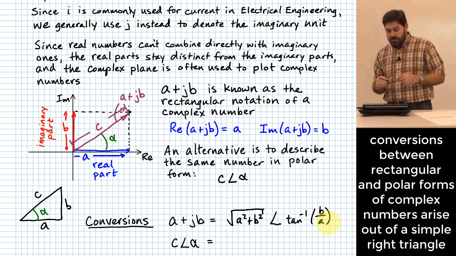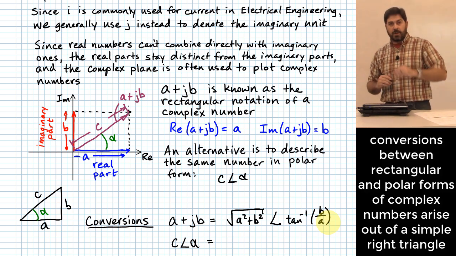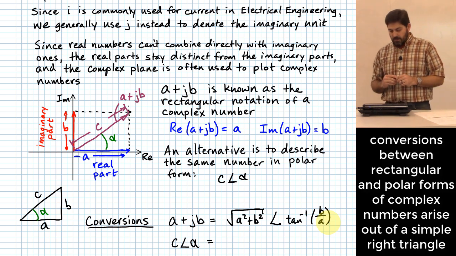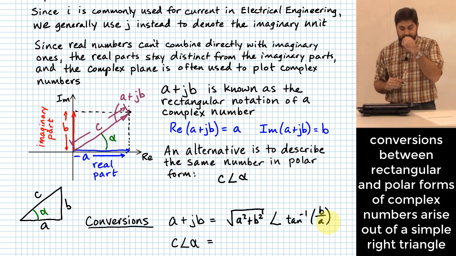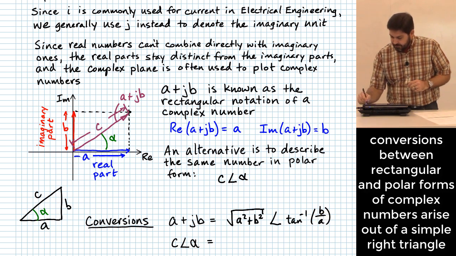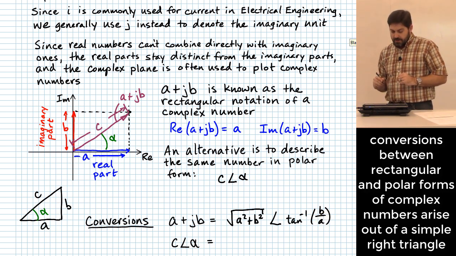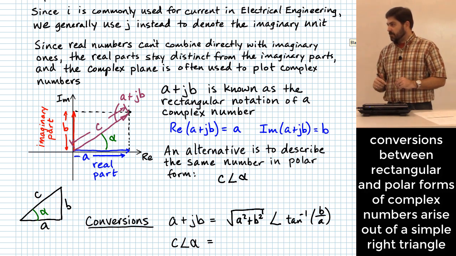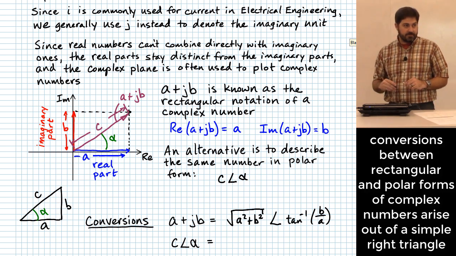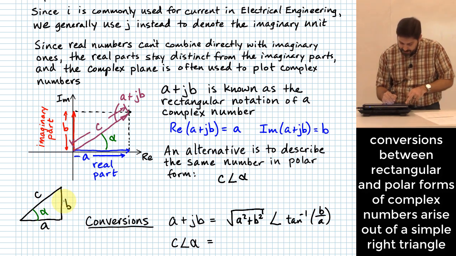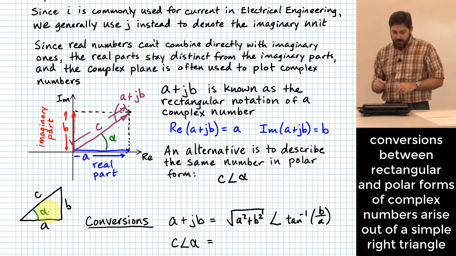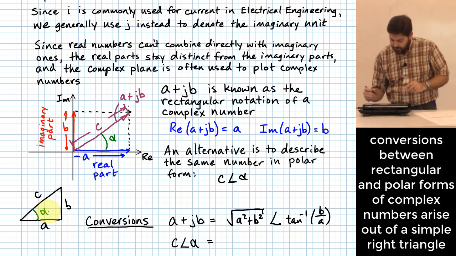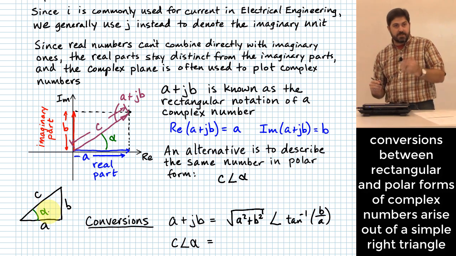What if I want to do a conversion from polar to rectangular? What does the geometry say we should do there? In this case, we know C and we know alpha, and what we'd like to do is calculate A and B in terms of C and alpha. So what would the length of side B, where I have that B length labeled over there, be in terms of alpha and C? It's just going to be equal to C times the sine of alpha.